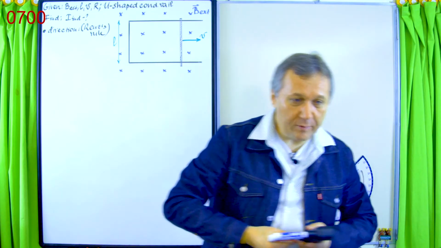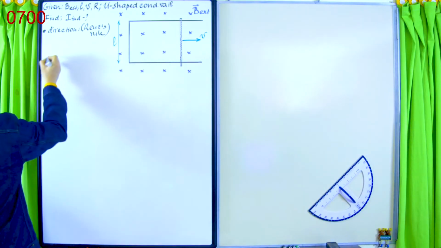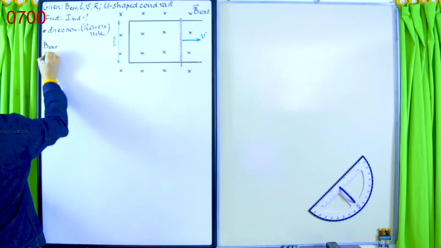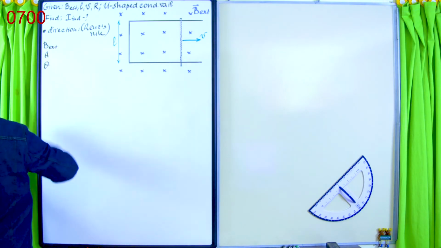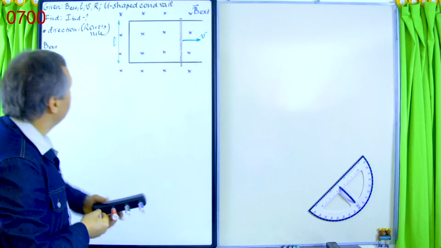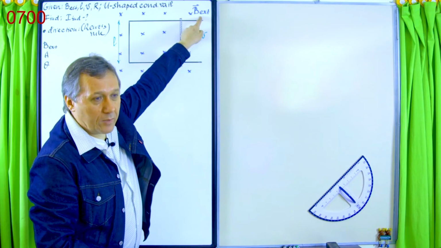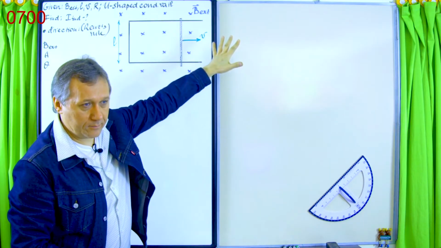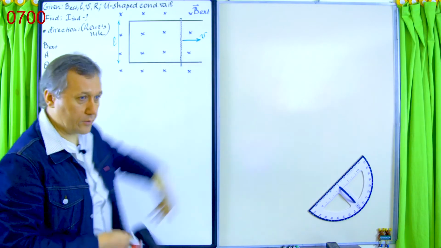We need to analyze three parameters, B, A, and theta. Right, so let me write. So B external, area, and the theta. So what happens to the magnetic field? It's a given number, constant. It doesn't change. It's a uniform magnetic field. So B is constant.